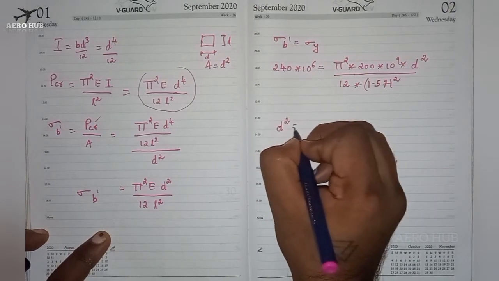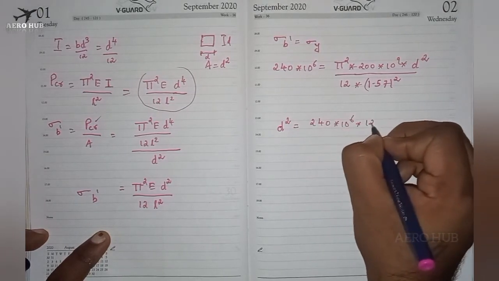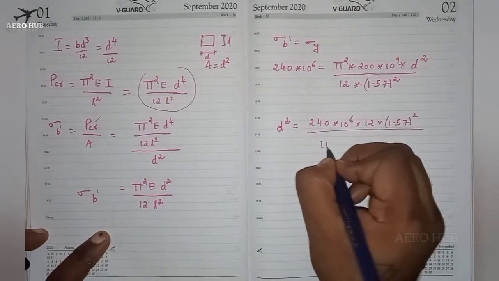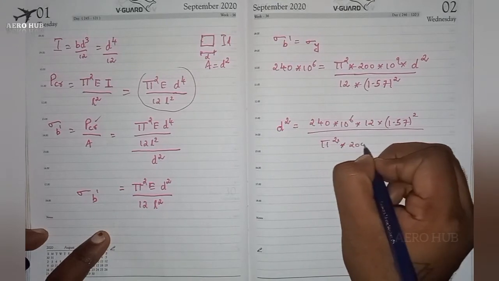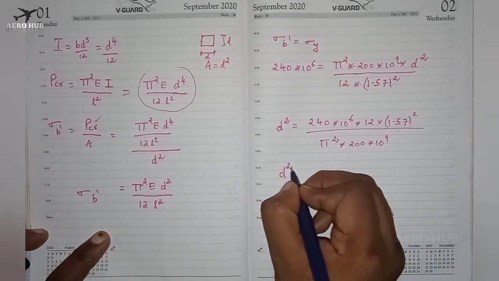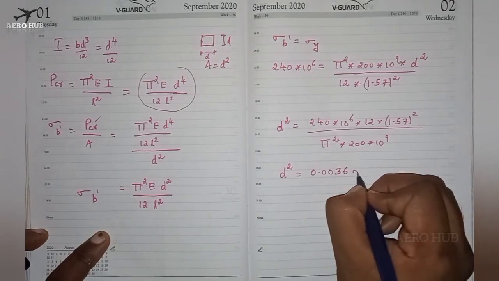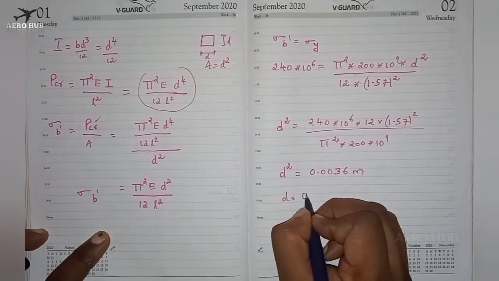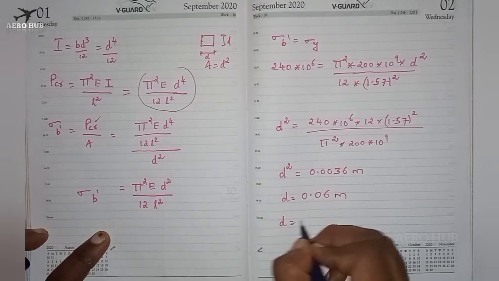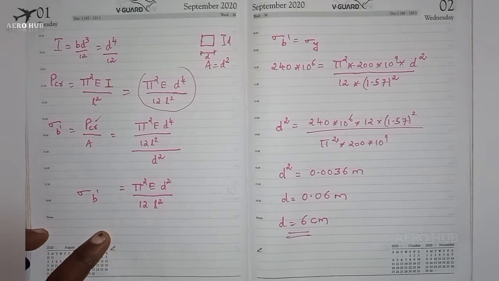So D square will be equal to 240 into 10 power 6 into 12 into 1.57 the whole square, divided by pi square into 200 into 10 power 9. If I find out, D square is equal to 0.0036 meter square. So D will be equal to 0.06 meter. We need the answer in centimeter, so D will be equal to 6 centimeter. So the option is option C, I think so.